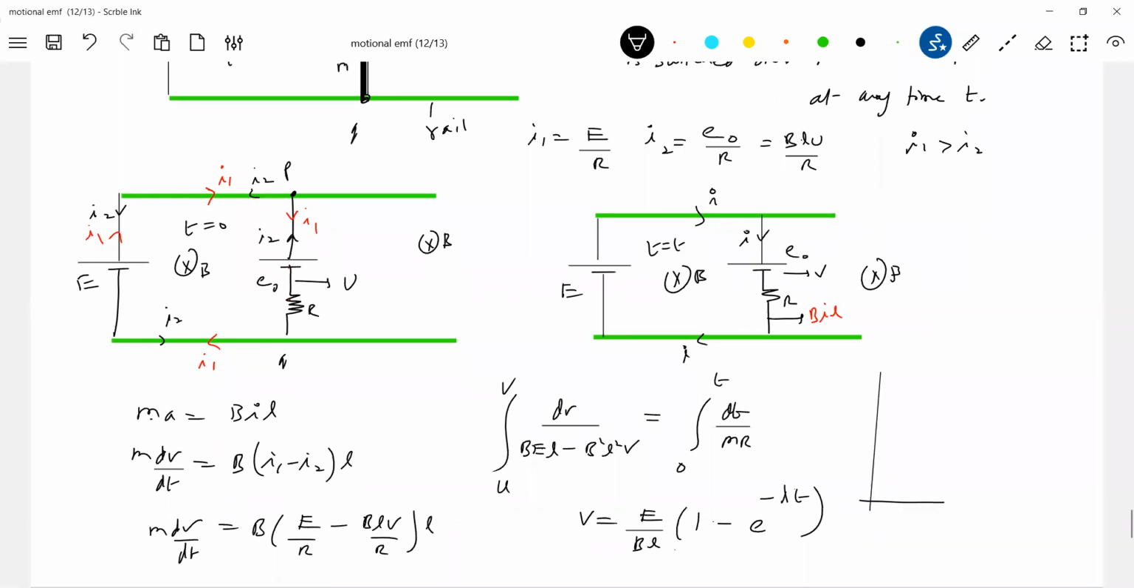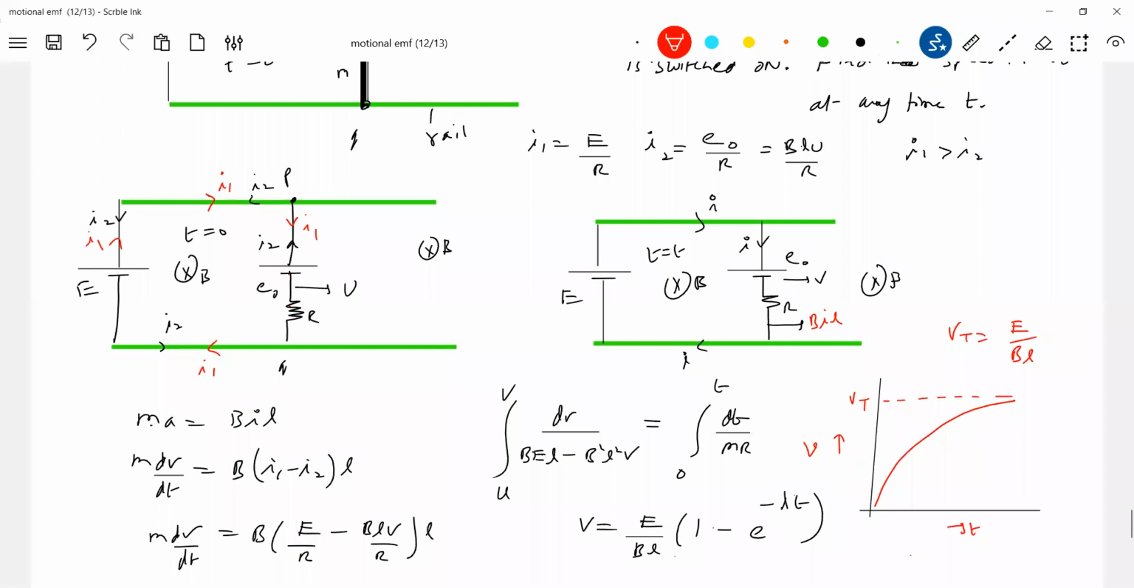So let's talk about the energy now. I'm interested in that energy conversion. Finally, the speed of the rod will be the terminal velocity. And what is the terminal velocity? E by BL.